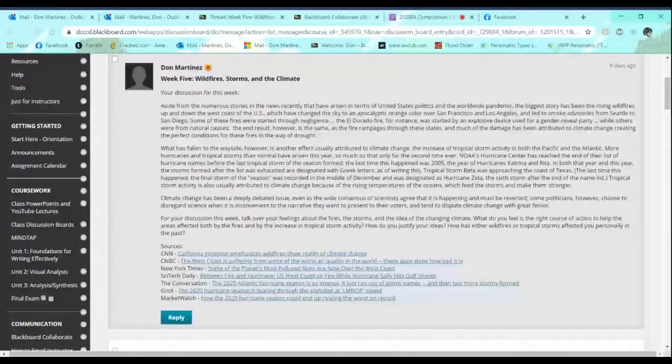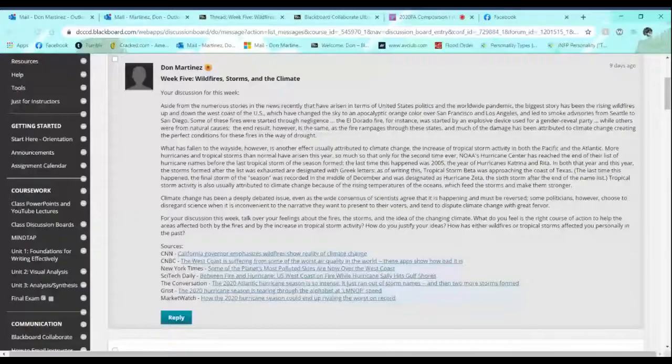The sky turned to an apocalypse and led to evacuations from Seattle to San Diego. Some of these fires were started through negligence. The El Dorado fire, for instance, was started by an explosive device used for a gender reveal party, while others were from natural causes. The end result, however, is the same, as the fire rampages through these states, and much of the damage has been attributed to climate change, creating the perfect conditions for these fires in the way of drought.